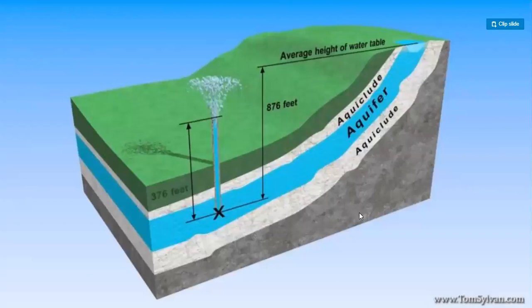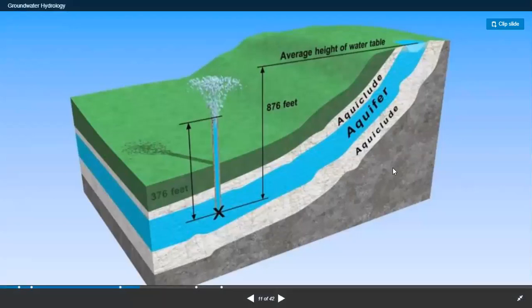So, guys, here also the average height of the water table, and here the surface, bedrock, aquiclude, aquifer, aquiclude. So this is also an unconfined aquifer. This indicates the unconfined aquifer because bedrock is impermeable and aquiclude is also impermeable. Here also the aquiclude is impermeable, but this is the area which supplies water to the aquifer.